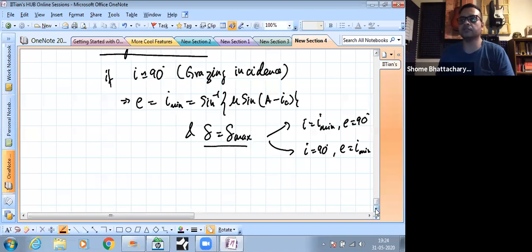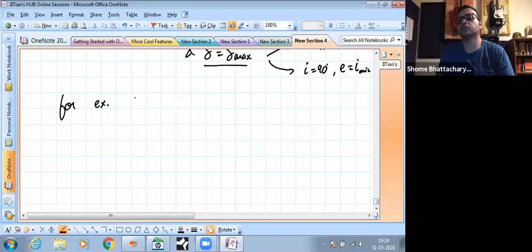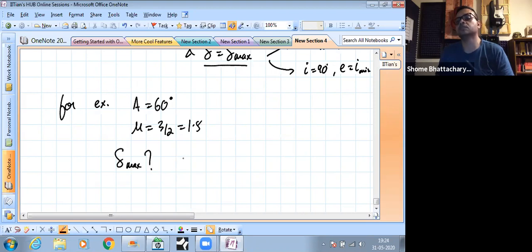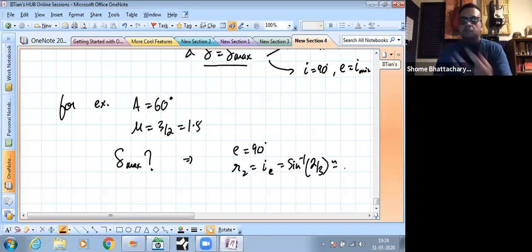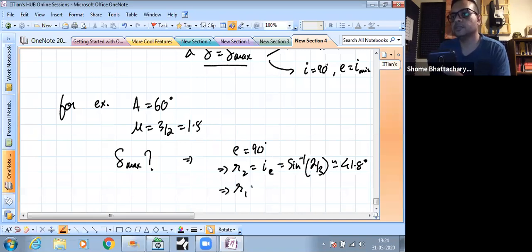So again, let's just calculate for that value. So for example, if A is 60 degrees and mu is equal to 3 by 2 or 1.5, you can see that you want to calculate what this maximum deviation is. So you can see that emergence is 90 degrees, that means R2 is the critical angle. So that will become sine inverse of 2 by 3, which if we calculate, 2 by 3 is 0.67. If I do sine inverse of that, I get about 41.8 degrees. So that means R1, which will be A minus R2, will be approximately 18.2 degrees.